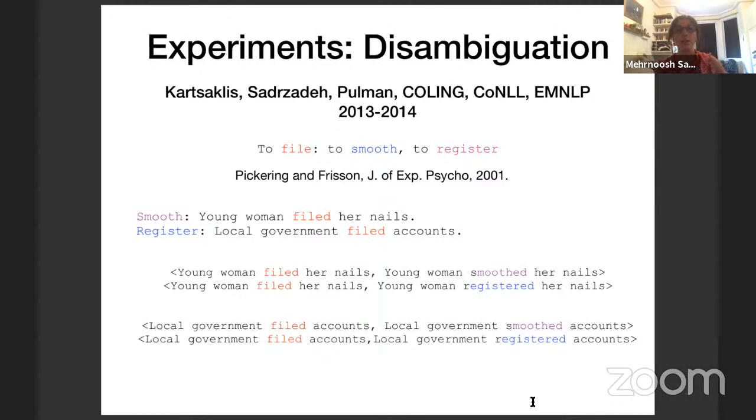And later, in a large body of work, we showed that, in fact, if you extend the disambiguation problem from the word level to the sentence level, you're going to get much better results. And this builds on work of Mitchell and Lapata. So here the idea is that if you don't look at file in isolation, but in sentences like 'young woman filed her nails' and 'local government filed its accounts', then you can do the disambiguation much better. But of course, here you have to build representations for the sentences rather than just for words.